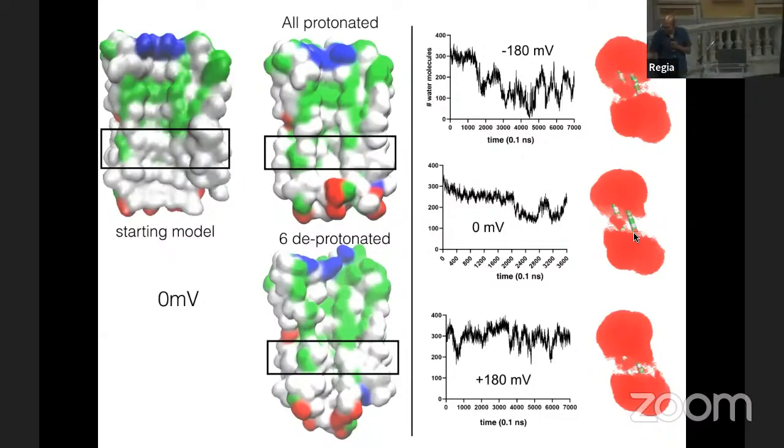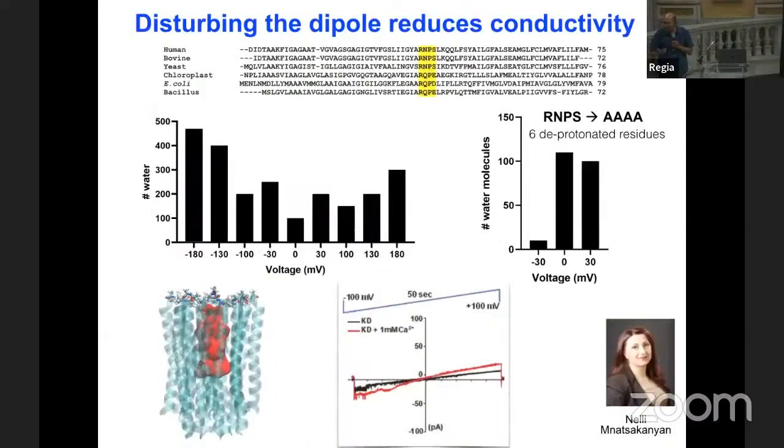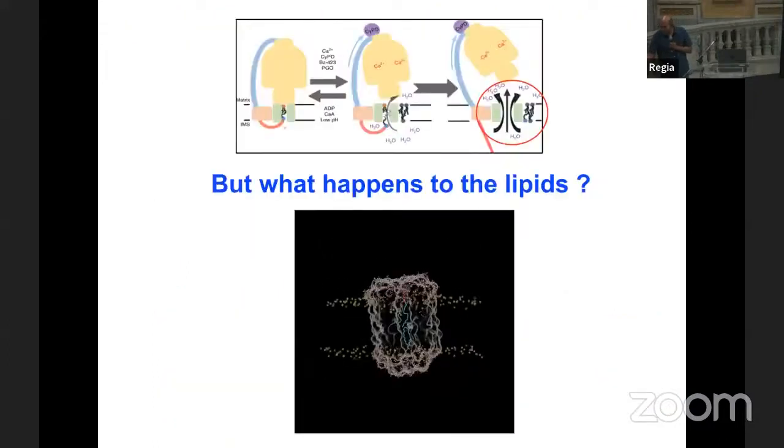So with that, then I said, Nelly, who's our collaborator, let's just disturb this dipole, break the dipole from the top, take the positively charged region and neutralize it. And of course, the conductivity came down. So did our number of waters. So this is kind of one way of looking at that.